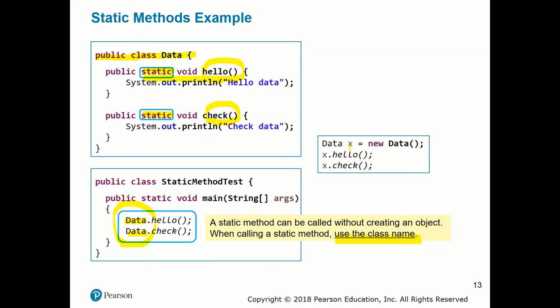Actually, we can do it like this. We can create data object x, and then using this name, we call these two static methods. This is also okay. A static method also can be called by object name, but the class name is better, because hello and check are for the class, not for an object. Static means for the class, not for the object. Objects share the static members.